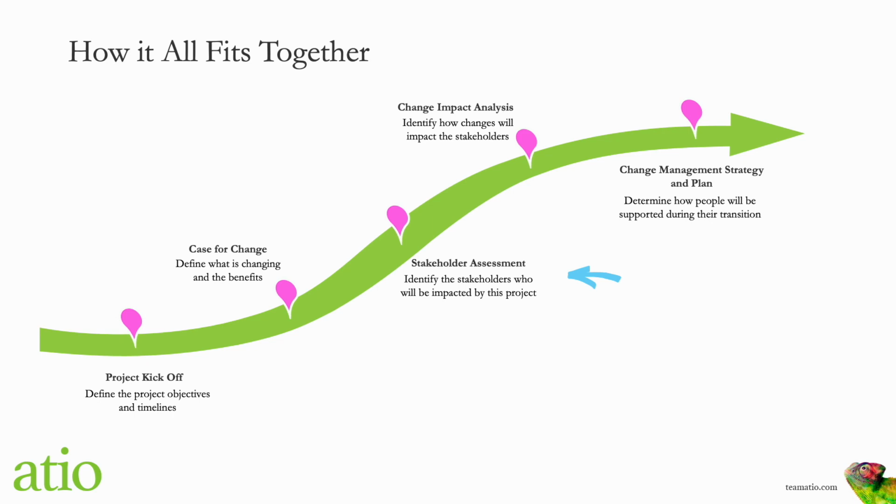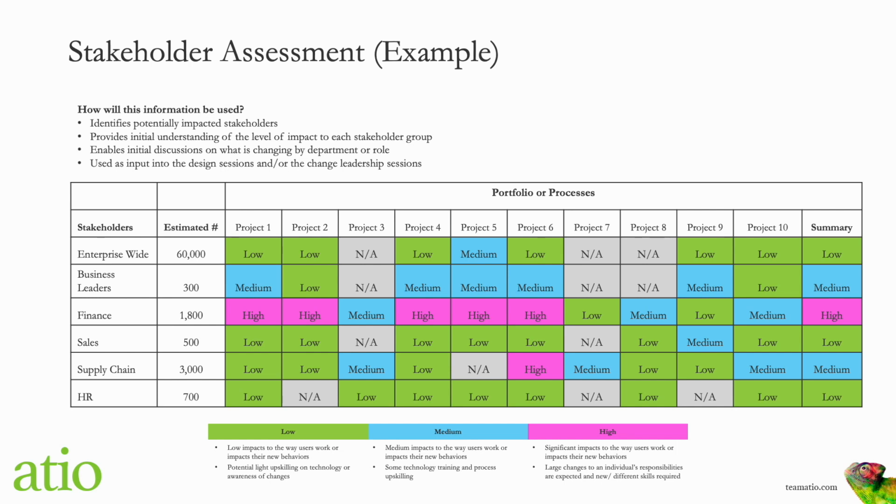The project's kicked off, and we most likely have done a case for change, defining what is changing and the benefits. Then we're going to do a stakeholder assessment, identifying all the potential stakeholders who may be impacted by the project. Now let's look at a stakeholder assessment example.